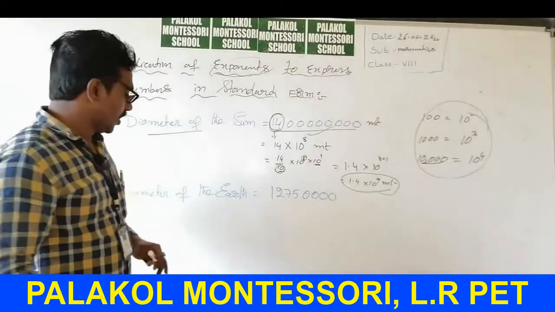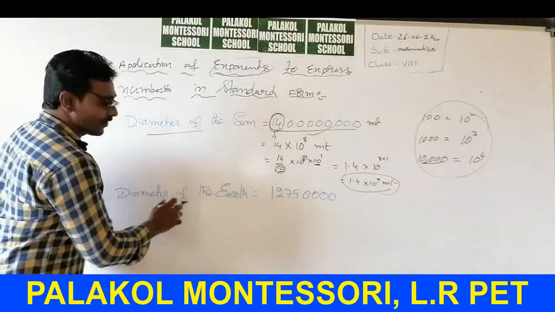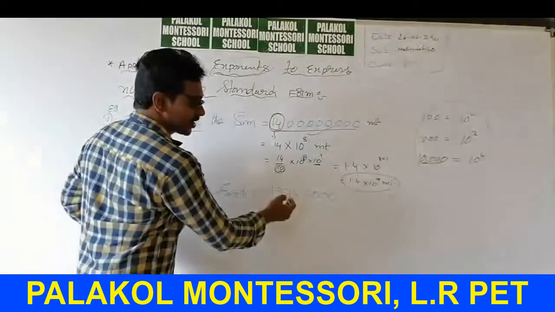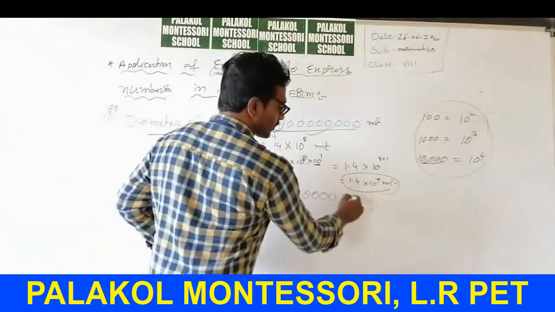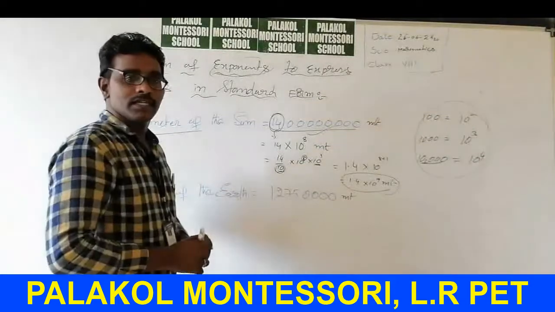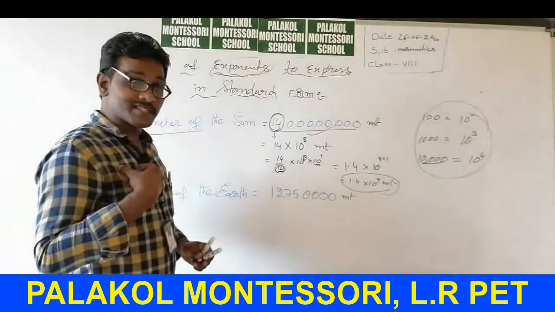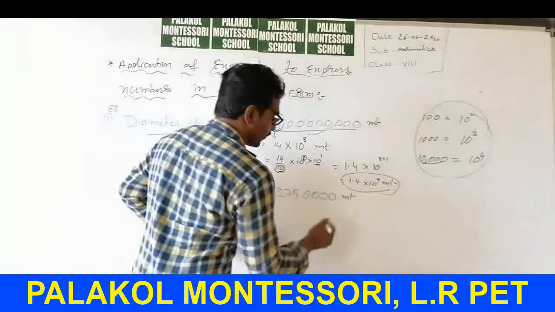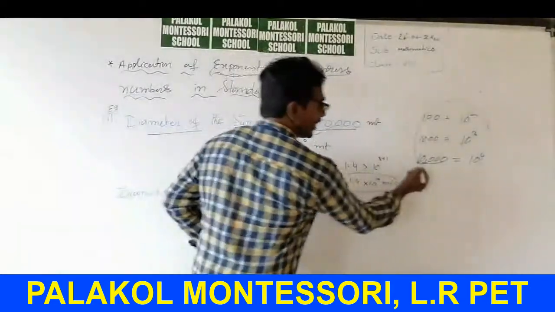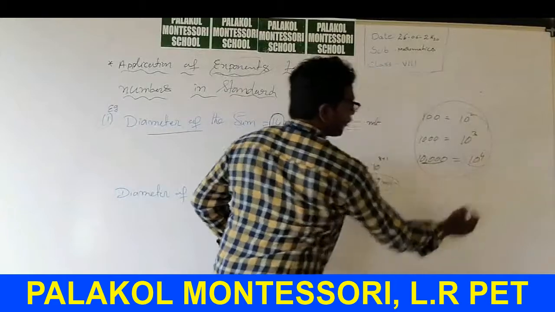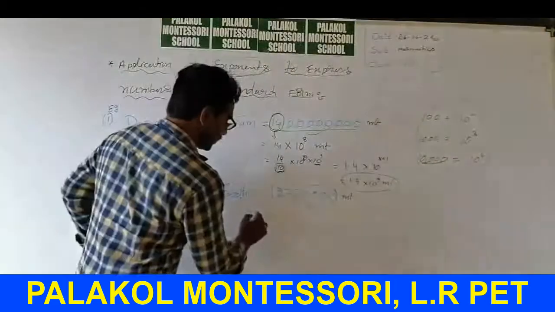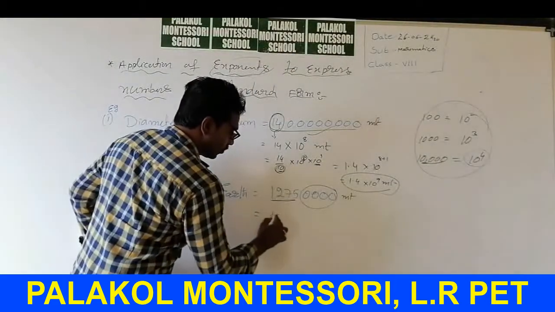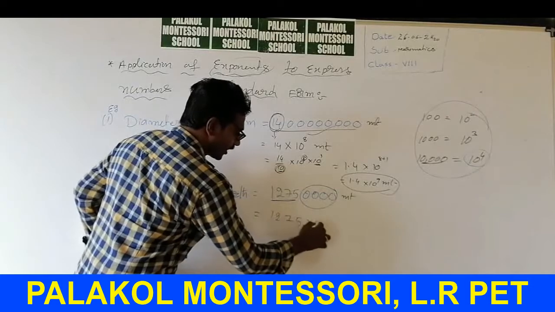Okay guys, now this one: diameter of the earth is equal to 1275000 meters. This large number I write first in short form. How many zeros are there here? 4 zeros. Guys, you see 4 zeros, so you write 10 power of 4. You bring down this number, 1275 into 10 power of 4.